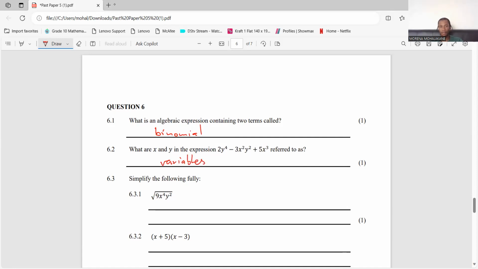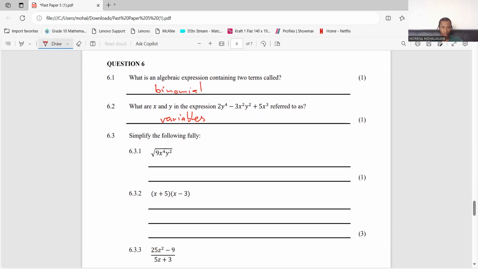Variables are the letters and the alphabets in the equations, right? Or in expressions, right? Any variable is defined by A, B, C, so on, all the letters. We call them variables. And then simplify the following. The square root of 9 is 3. The square root of x exponent 4 is x exponent 2. The square root of y exponent 4 is y squared.